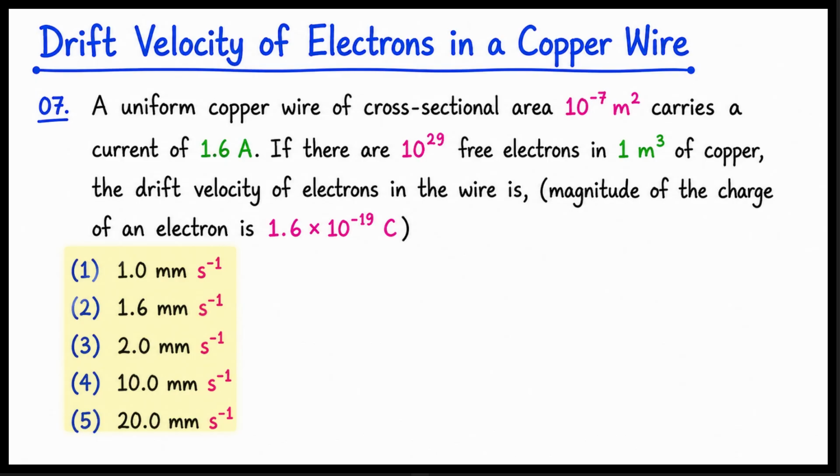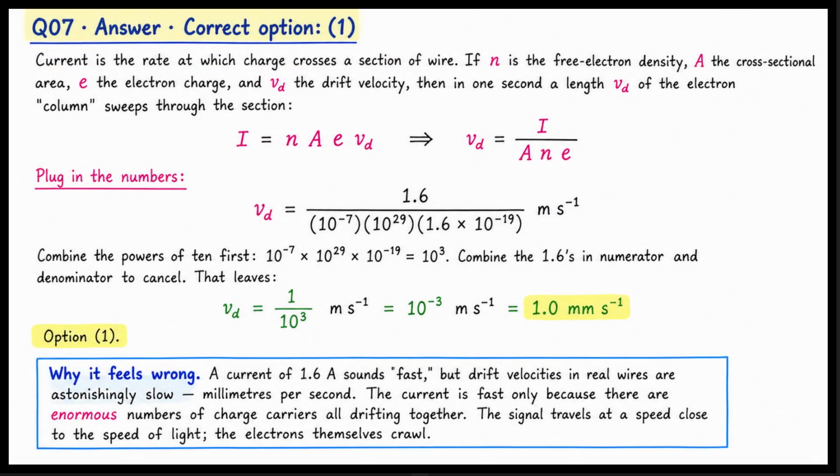Current is the rate at which charge crosses a section of wire, and the speed at which the charge carriers themselves move is the drift velocity. Predict the order of magnitude. Current of 1.6 amps sounds fast. But how fast do you think individual electrons actually move in a real wire? The answer is option 1, 1 millimeter per second.